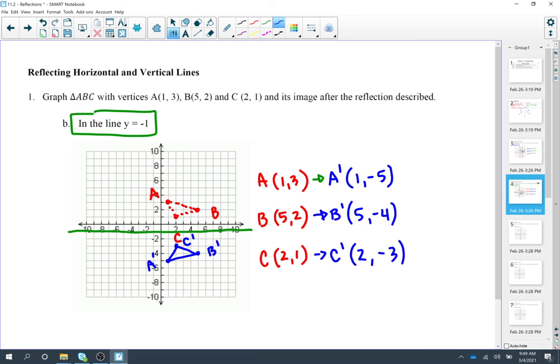So once again, I want you to pause your video for a minute and look at this. Notice that this time the y values didn't change. You have a 1, you have a 5, you have a 2. But how did we get from 3 to negative 5? How did we get from 2 to negative 4? How did we get from 1 to negative 3? Just pause your video and think about it.